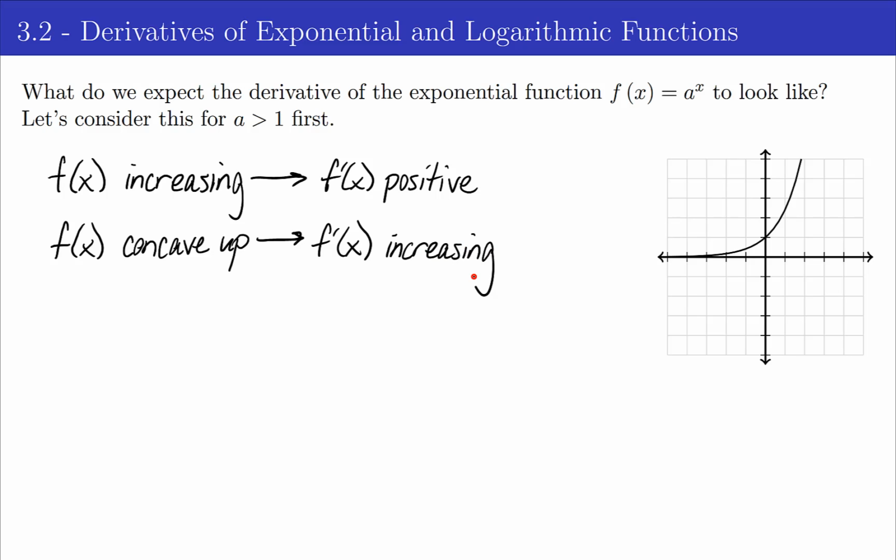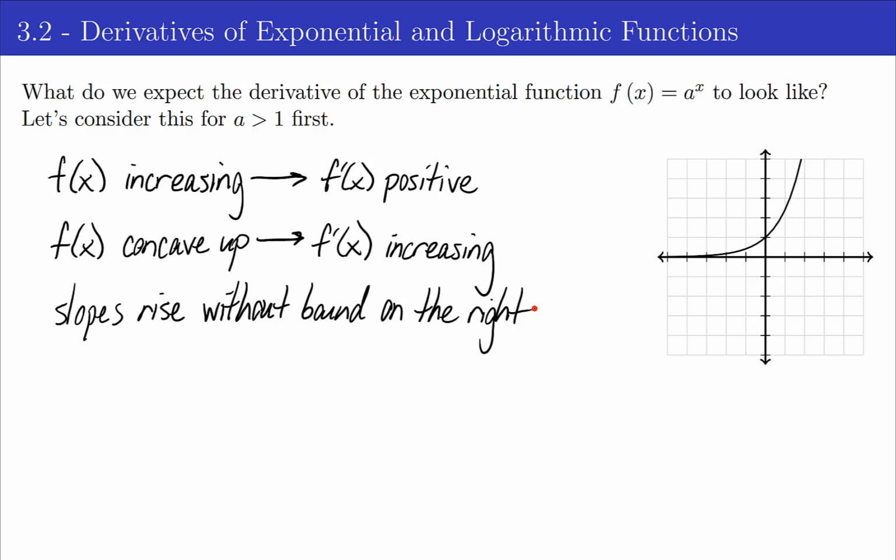Let's also talk about the slopes. Notice that the slopes are rising without bound on the right. Further, on the left, there's some sort of asymptotic behavior. Not only is the function going to 0, the slopes are going to 0 on the left. Now let's imagine what a function would look like that was positive, increasing, rising without bound on the right, and going to 0 on the left.